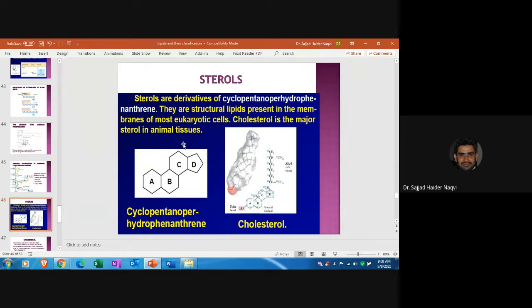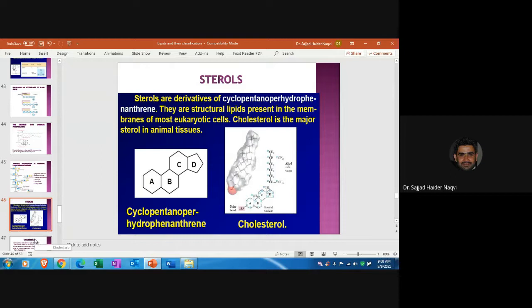So this is the basic nucleus of all sterol molecules. And you can see, this is the cholesterol structure, and you can see that this nucleus is there, this one. So the difference is that all sterols would have this nucleus, but they have differences in this hydrocarbon chain that results in different varieties of sterol molecules.